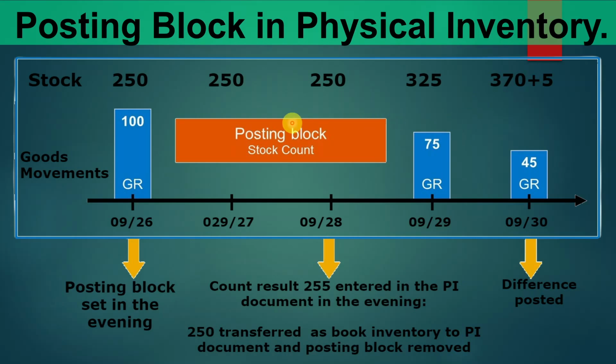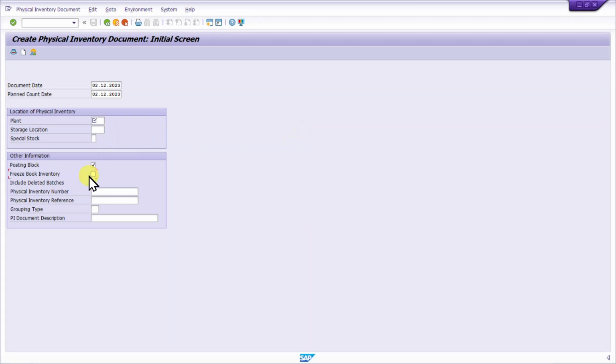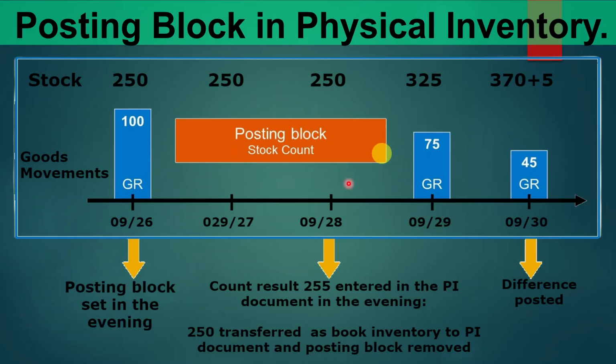So it will become 255, and whatever GR is done, the system will calculate that here. But while this posting block is set, you cannot change anything, or the system will not allow you to post anything. You have to remove that block first, and only then will the system allow you to perform any movement on this. So mostly nothing is allowed until you remove this block. Here in this example they have removed it and then the activity is done, but if it is set, nothing can be done.